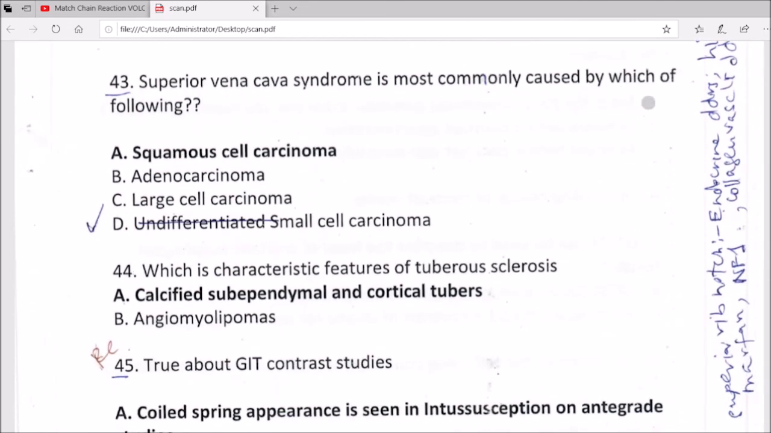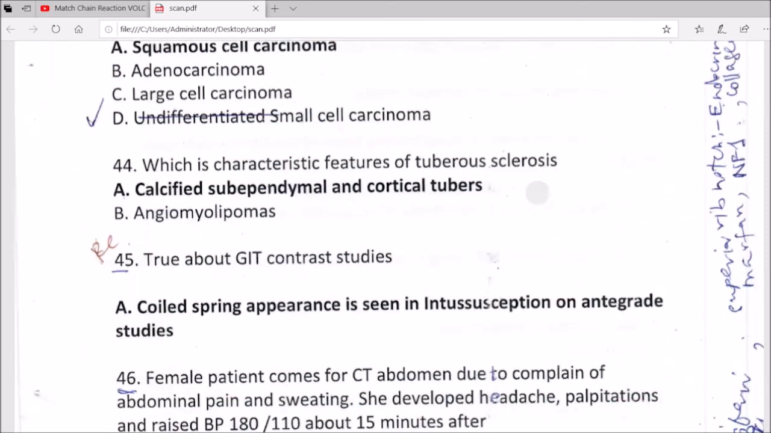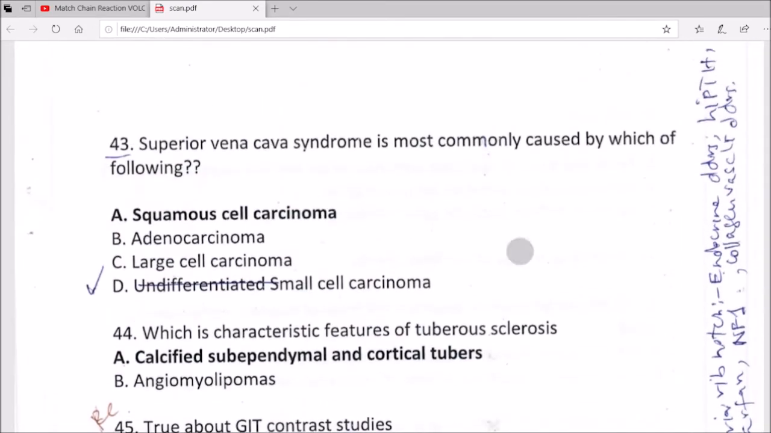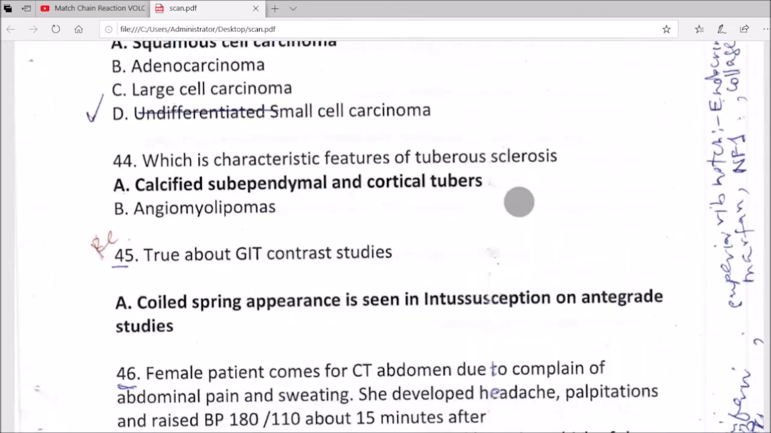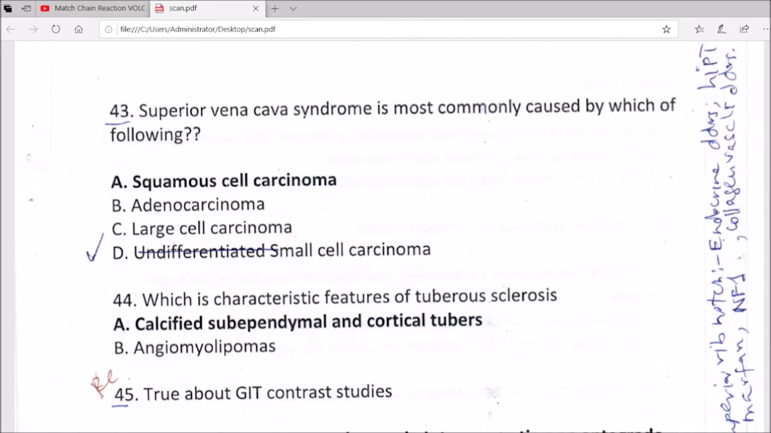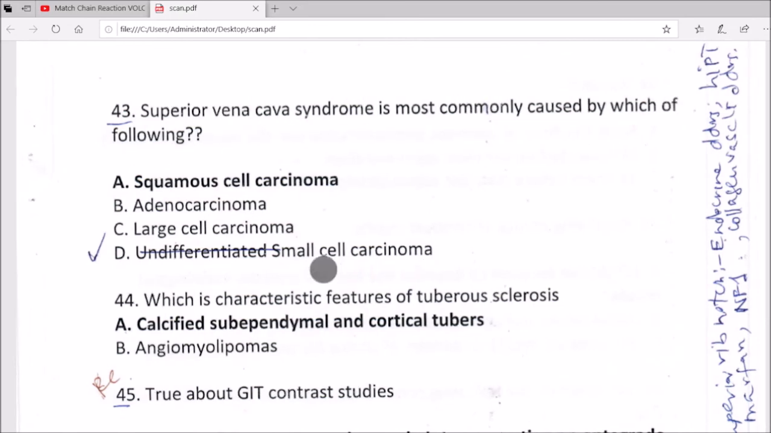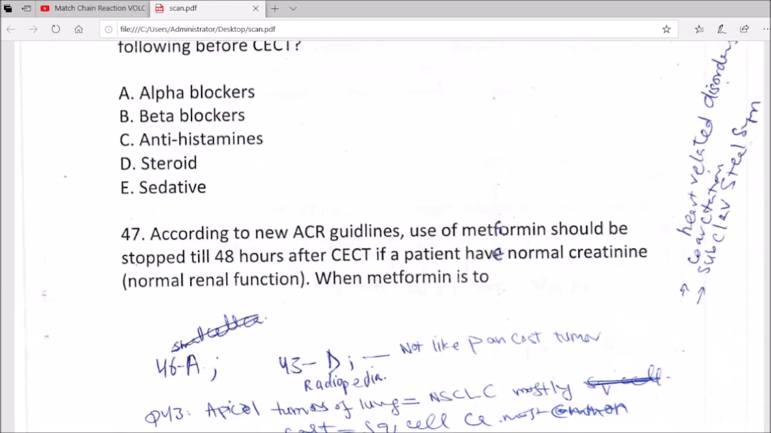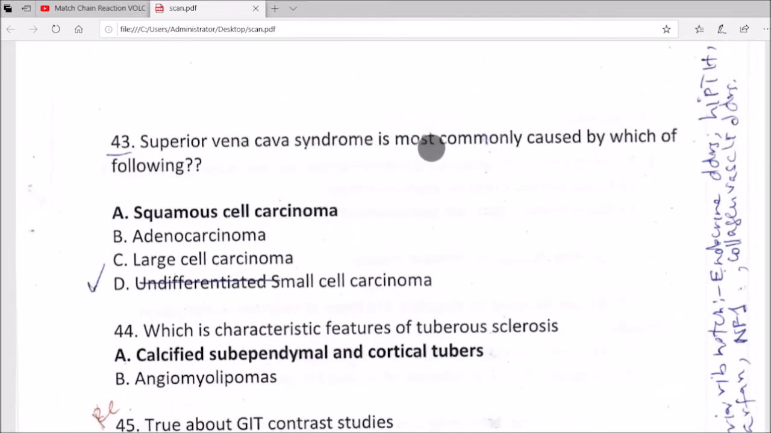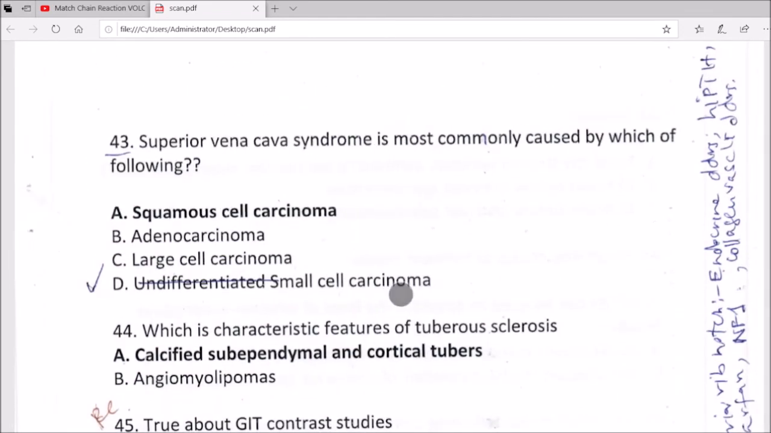Superior vena cava syndrome is most commonly caused by which of the following? Small cell carcinoma. The reason is because it is not like Pancoast tumor. Correct? Superior vena cava syndrome is most commonly caused by small cell carcinoma, and Pancoast tumor is caused by squamous cell carcinoma. So memorize this.